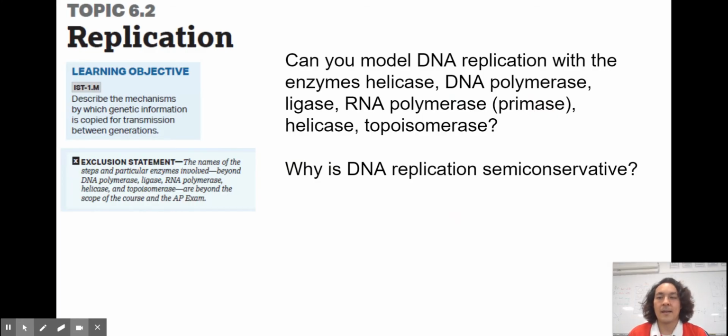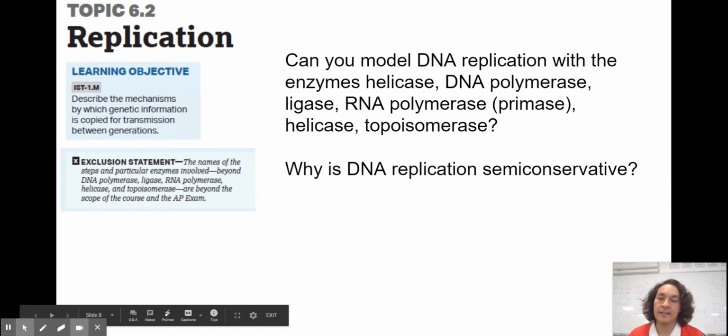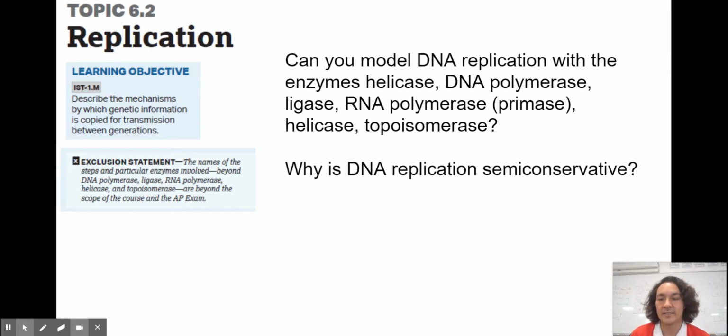All right, topic 6.2 is replication. And here it's really important to look at the exclusion statement. They just want you to know DNA polymerase, ligase, RNA polymerase, helicase, and topoisomerase. You can always go beyond that, of course, if you want to. It's really fascinating to read about how DNA copies itself.